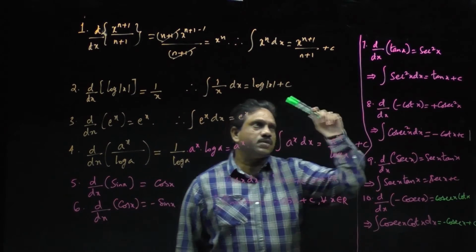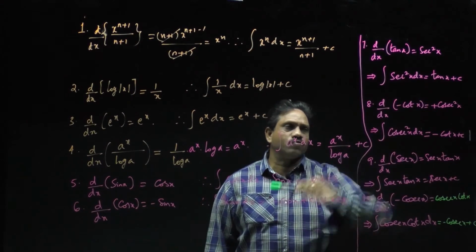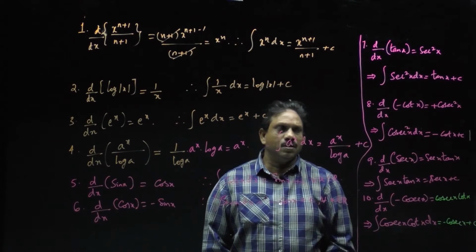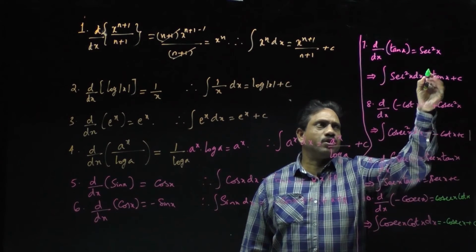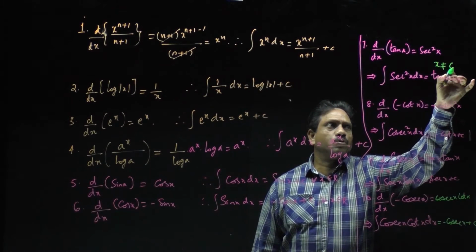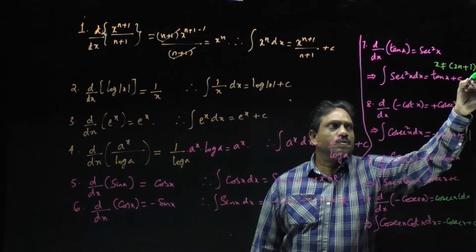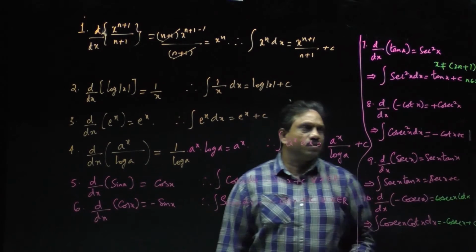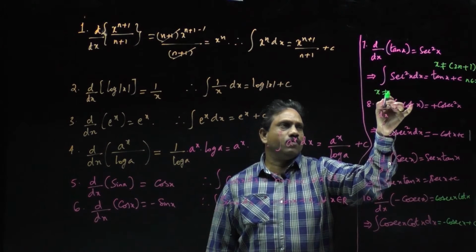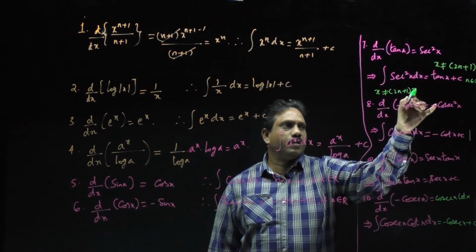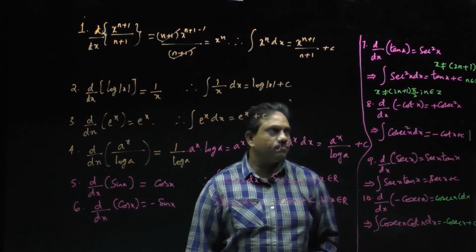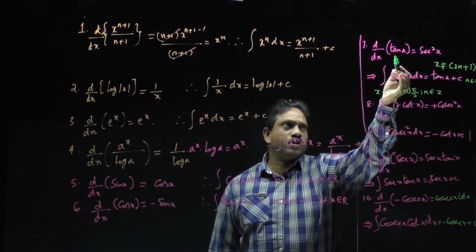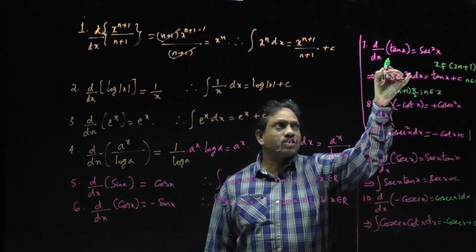Coming to the seventh one, the derivative of tan x is secant square x, and the integration of secant square x dx is tan x plus c. But while defining tan x, you have to take care that x is not equal to (2n plus 1) times pi by 2, where n belongs to Z. That means the tan x function is generally a discontinuous function. Tan x derivative is secant square x, but it is differentiable in its domain.